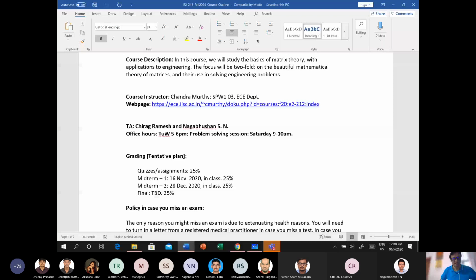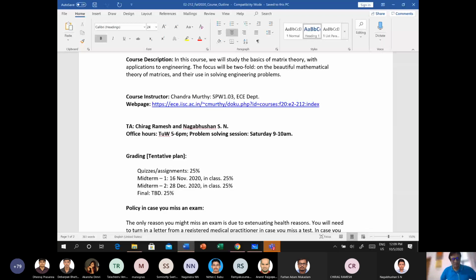For the grading of this course, I currently have a tentative plan of having two midterms and a final, in addition to quizzes and assignments. All four parts will have equal weightage. I'm also debating whether to have one midterm and a final and have a higher weightage for the quizzes and assignments. That depends on how easy it is to administer and grade an exam. We'll decide that in a few weeks' time. But meanwhile, this is the tentative plan: your quizzes and assignments will be worth 25% of your grade.